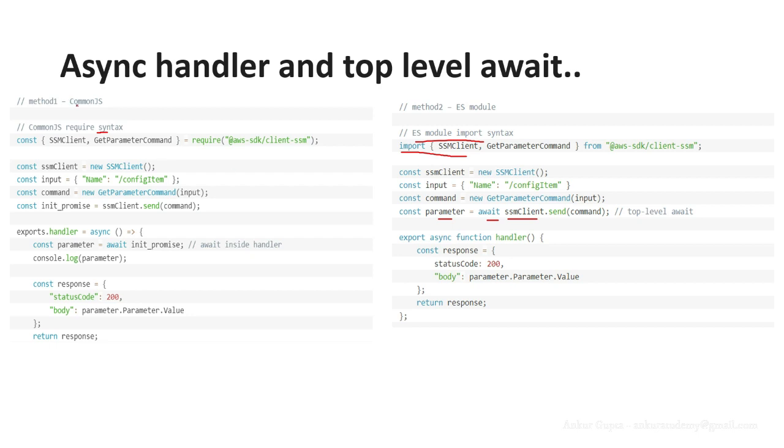Now, if you're using CommonJS syntax, we can't do that. So there is no guarantee that the initial promise is resolved before your handler is invoked. So in cases like these, when you want to use await in the top level of your code and you want to make sure that these credentials or some other services are called and we get the data before the handler is invoked, make sure you use the ES module import syntax, which allows you to use the await keyword at the top level of your code.